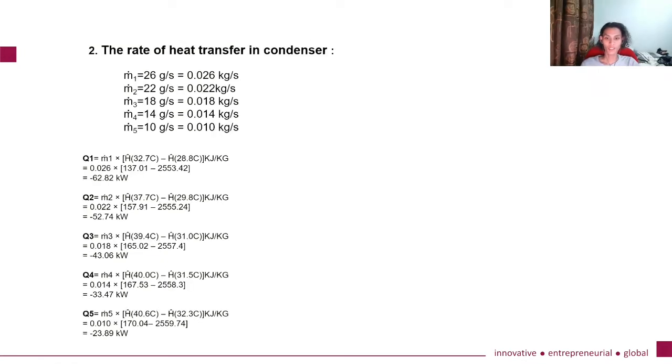Next, we're going to calculate the rate of heat transfer in the condenser. For Q1 is negative 62.82, Q2 negative 52.74, Q3 negative 43.06, Q4 negative 33.47, and Q5 is negative 23.89.